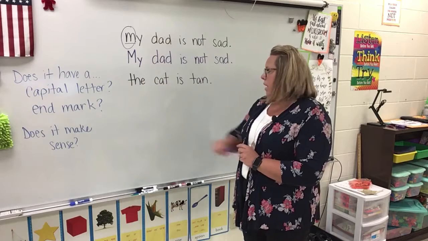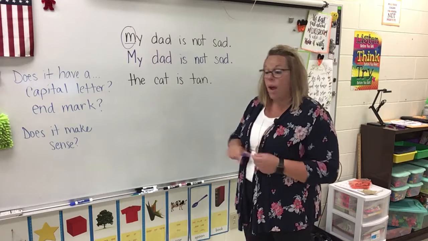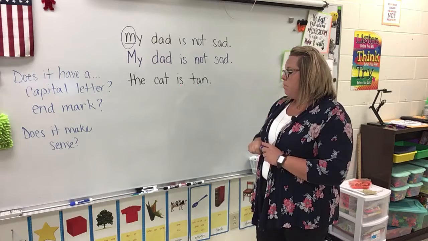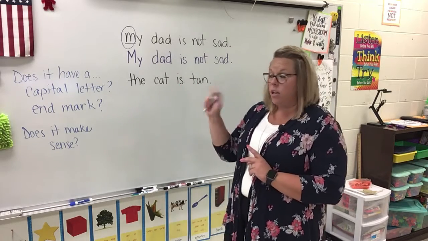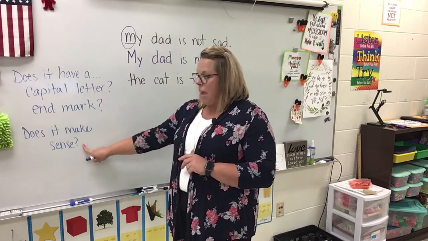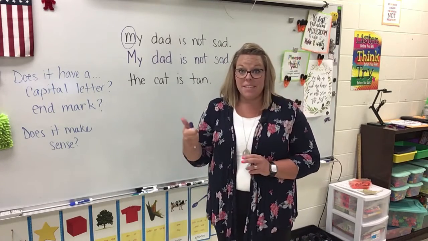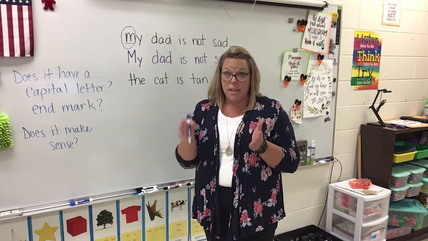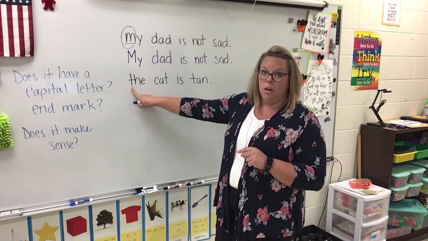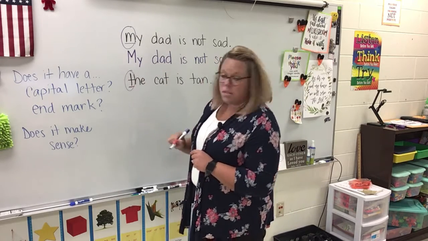Let's go ahead and take a read. The cat is tan. You read it now. The cat is tan. All right, let's take a look at our checklist. Does it have a capital letter? Does it have an end mark? Does it make sense? The cat is tan? Yes, it does. So we know that it can be a complete sentence. But let's check. Does it have a capital letter? Uh-oh. It doesn't have a capital letter again. That T needs to be capital.